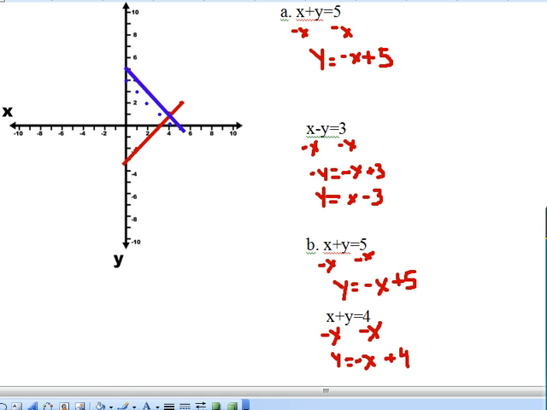Sorry about that, guys. All right, and then I'm going to draw a line to show this line. And as you can see, they're parallel lines. They both have the same slope, which is negative 1 over 1, but they have different y-intercepts. So they are parallel lines. So B is an inconsistent system of equations.